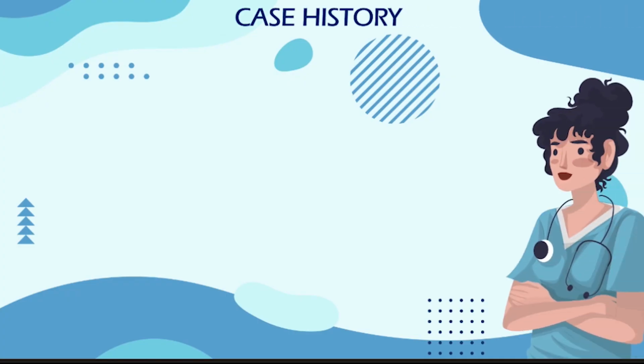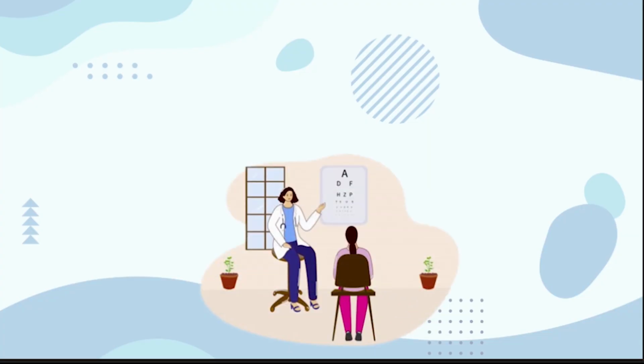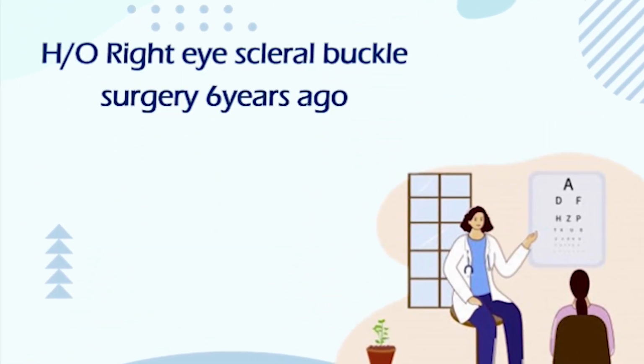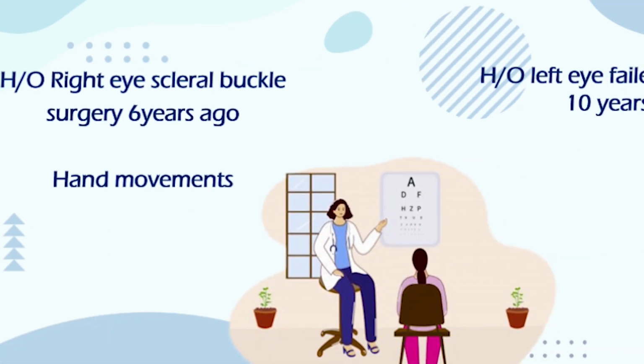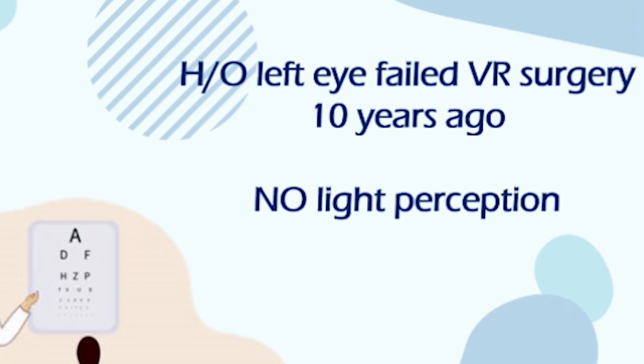Here we present a case of a 55-year-old female patient who visited our vitreoretinal services department with complaints of sudden decrease in right eye vision for one day. She had a history of scleral buckle surgery in the right eye 6 years ago, with visual acuity of hand movements at presentation. She had a history of left eye failed VR surgery 10 years ago with no perception of light at the time of presentation.